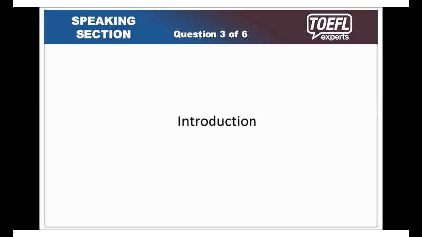Number 3. In this question, you will read a short passage about a campus situation and then listen to a talk on the same topic. You will then answer a question using information from both the reading passage and the talk. After the question, you will have 30 seconds to prepare your response and 60 seconds to speak.